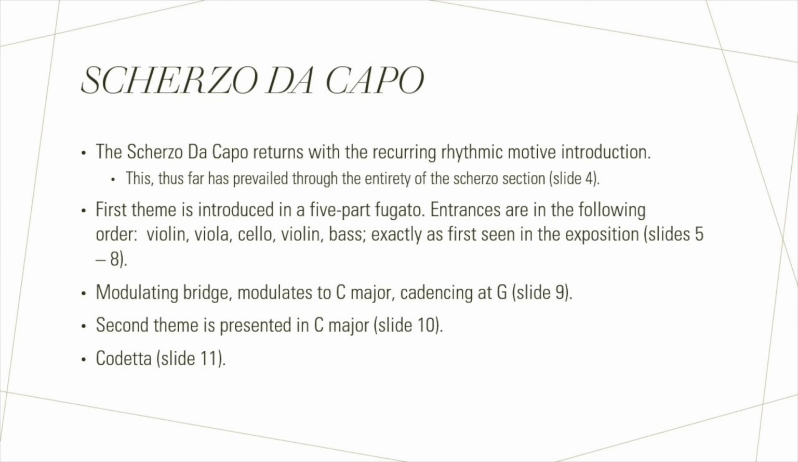The first theme is introduced in a 5-part fugato. Entrances are in the following order: violin, viola, cello, violin, bass. The modulating bridge modulates to C major, cadencing at G. The second theme is presented in C major, and the codetta follows.